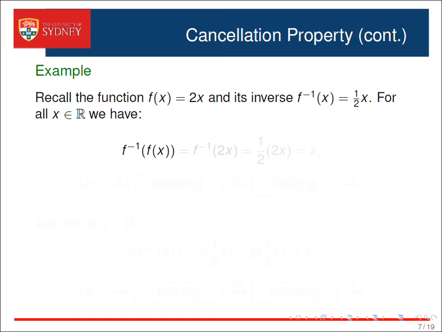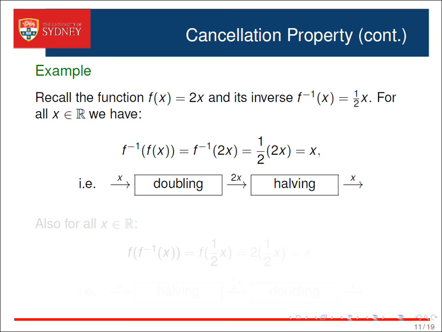For any input x, suppose we do the doubling first and then the halving. That is, the function f doubles the x to become 2x, which f inverse then halves, thereby recovering the original input x. Diagrammatically, this is what happened.